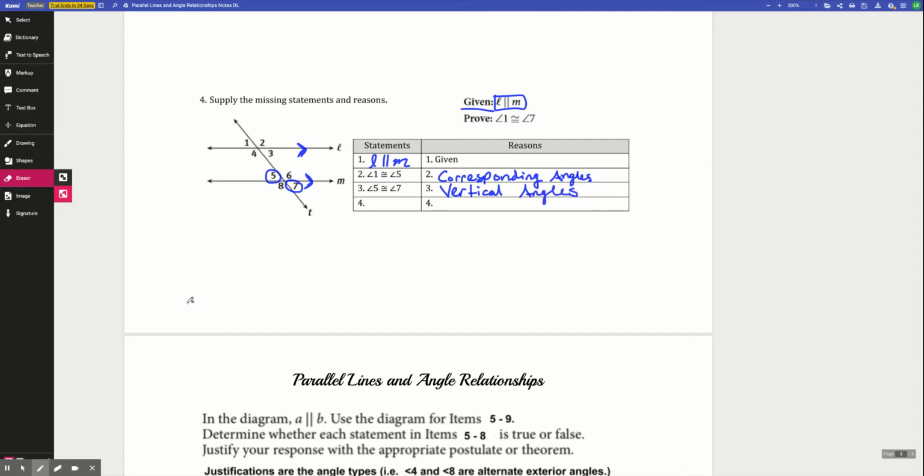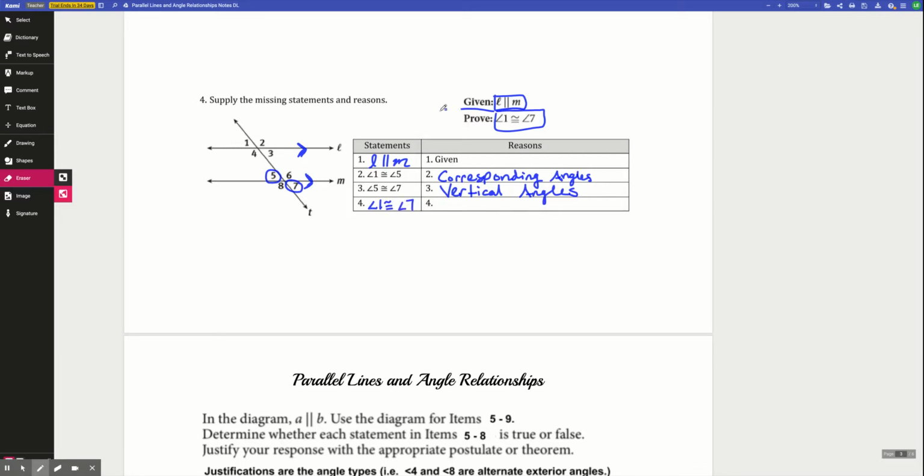Okay, all right. Then my very last statement is going to match what's written by the proof statement. So angle 1 is congruent to angle 7.